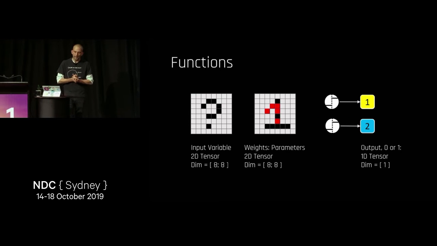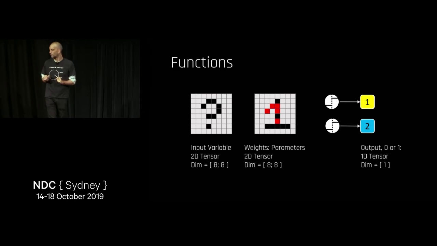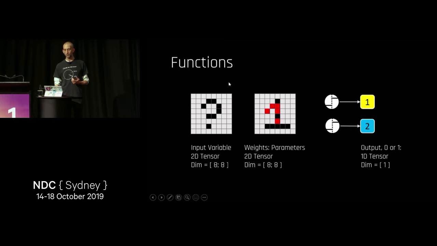So what we want to represent is a model which takes an input and gives me the output. This is what's called a function in CNTK. What we're doing is, in our case, if we wanted to recognize an image by using weights, we would take an input variable that would be a 2D tensor, an image which is 8 by 8, black and white.